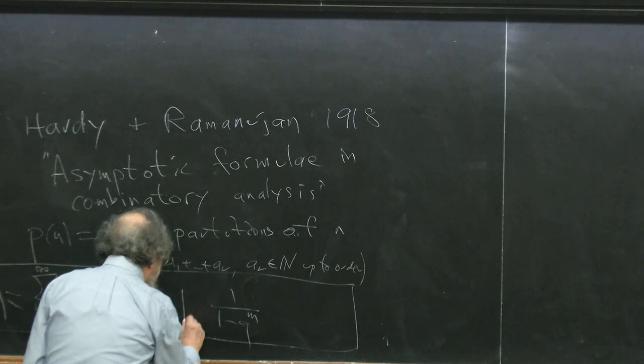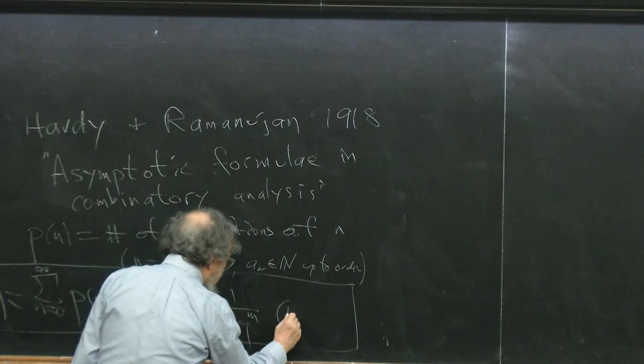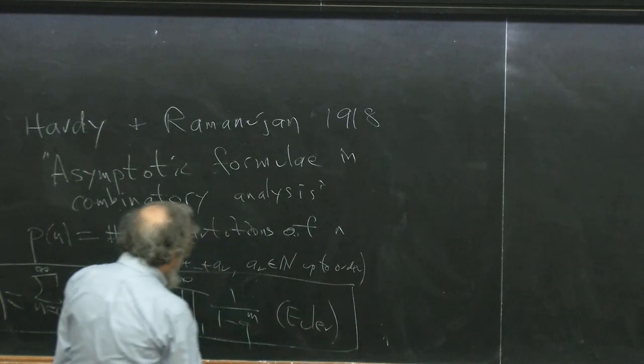So what you get is the infinite product over m from 1 to infinity. So this is in Euler's original formula.